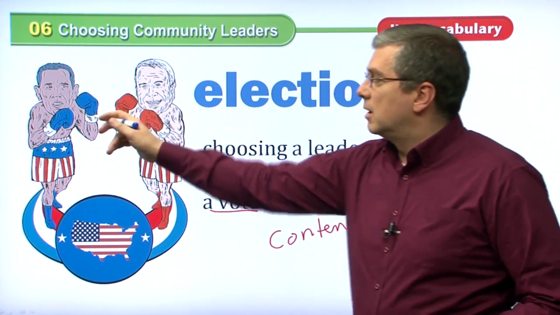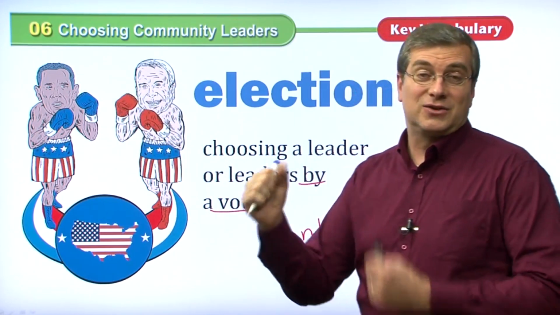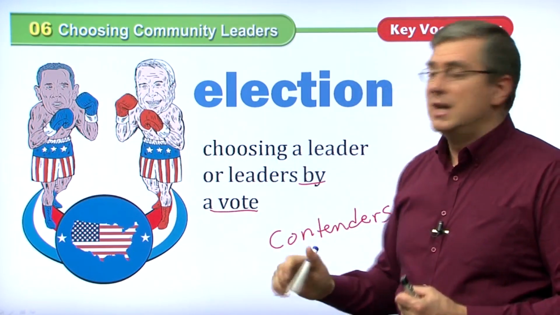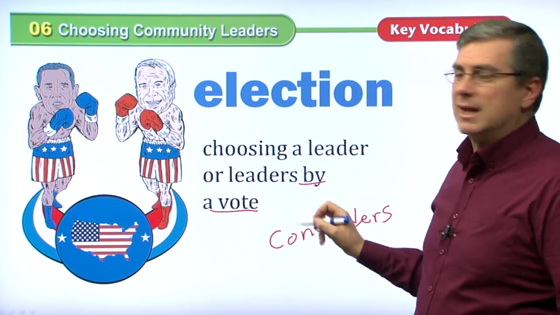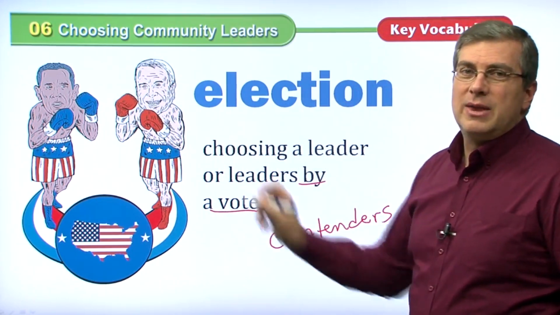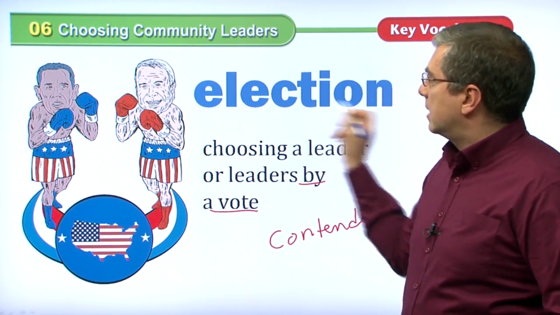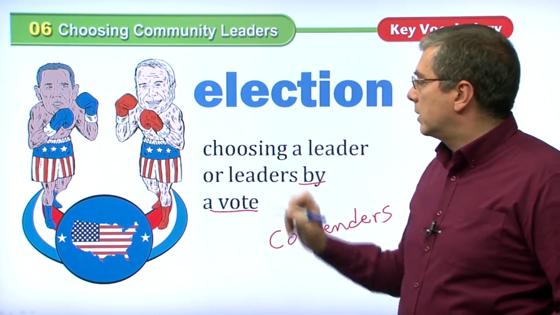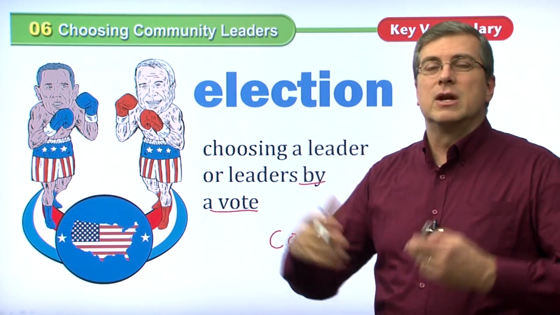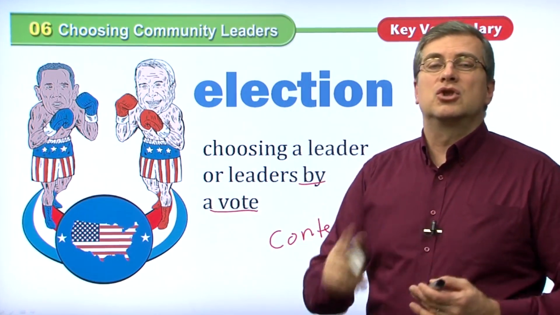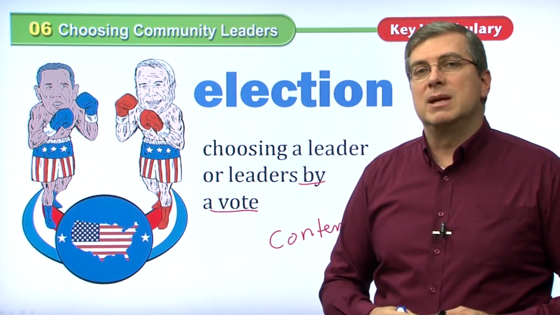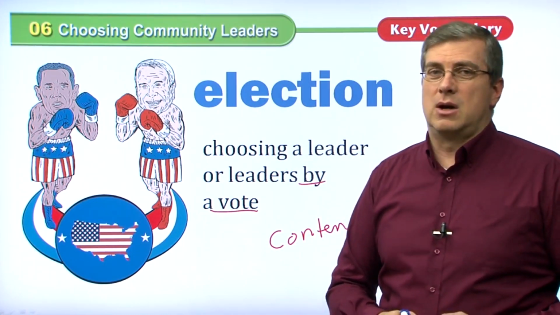Contenders aren't just politicians, but contenders can also be boxers or sports players, people who try to win something. These guys wanted to win the election. They are contenders. And the election, of course, is choosing a leader or leaders by a vote. So contenders will have an election and you will choose one of those people and that will be the person who is elected to office.